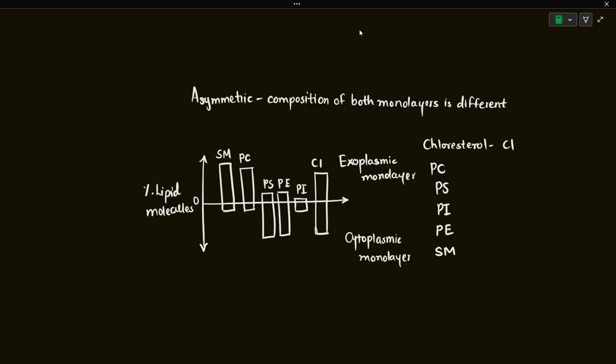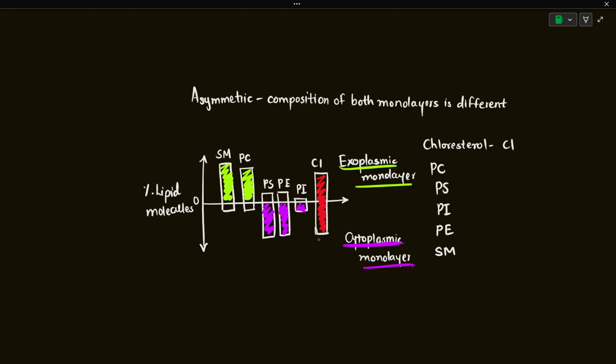So the lipids that have higher concentration in the cytoplasmic monolayer are phosphatidylserine, phosphatidylethanolamine, and phosphatidylinositol. The lipids that have higher concentration in the exoplasmic monolayer are sphingomyelin and phosphatidylcholine. While unlike all of those, cholesterol has equal distribution in both of the monolayers.